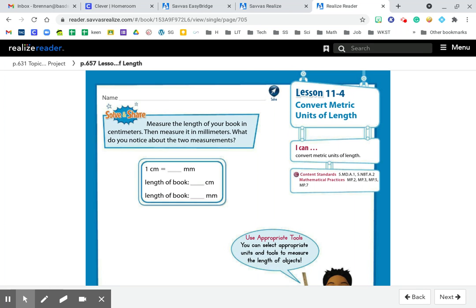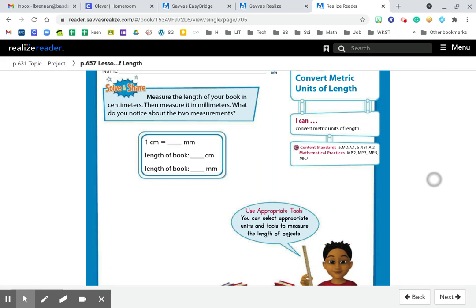All right, today we're going to be doing lesson 11-4, converting metric units of length. Measure the length of your book in centimeters, then measure it in millimeters. What do you notice about the two measurements? So you can measure anything you want.